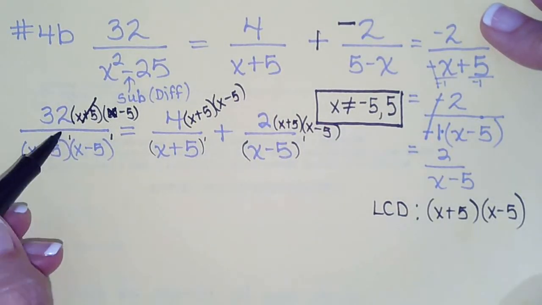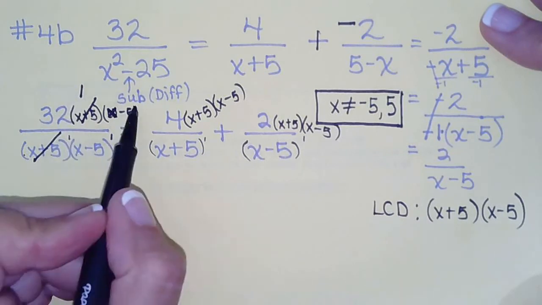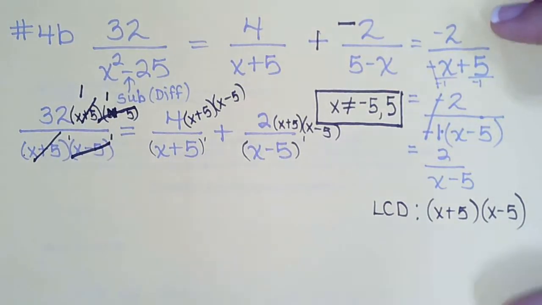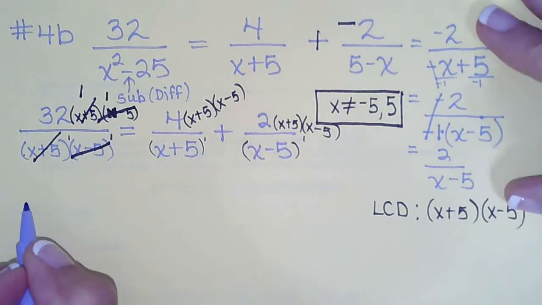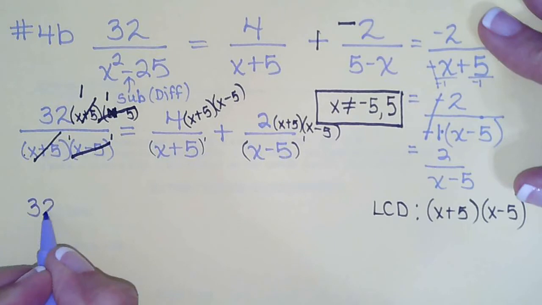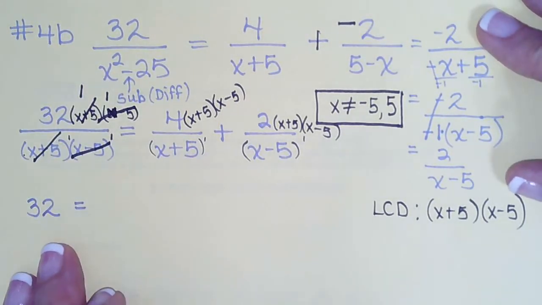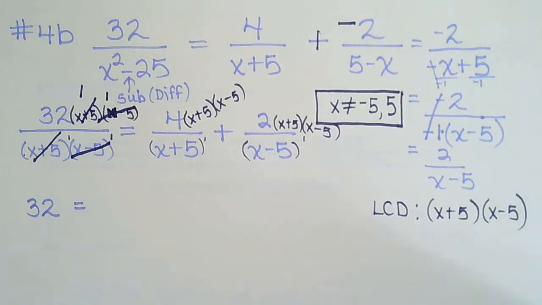So then go down the list. X plus 5, x plus 5, 1. X minus 5, x minus 5, 1. So guess what I have left? 32. That's it. Isn't that beautiful? This is fun stuff. You take all this ugliness and turn it into beauty.